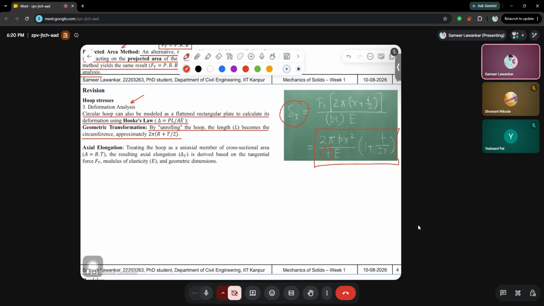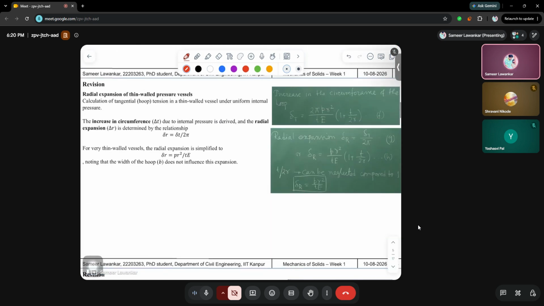Axial elongation: treating the hoop as a uniaxial member of cross-sectional area A, area A is equal to b into t, where t is the thickness. The resulting axial elongation delta t is derived based on the tangential force Ft, modulus of elasticity E and geometric dimensions. This is the similar way in which the axial elongation can be calculated. So this was the lecture regarding the hoop stresses.